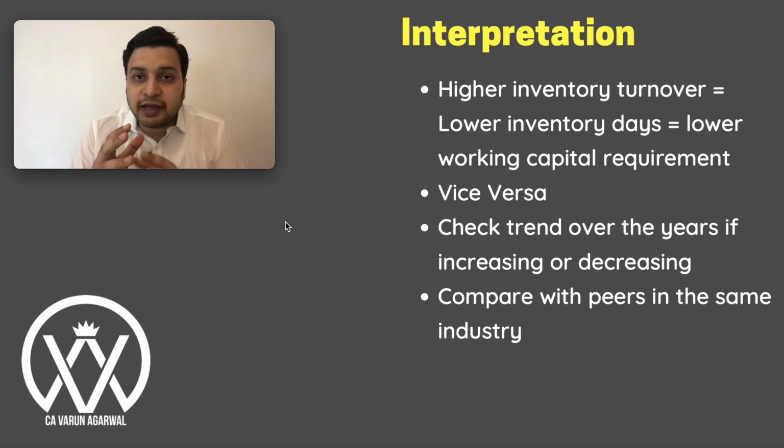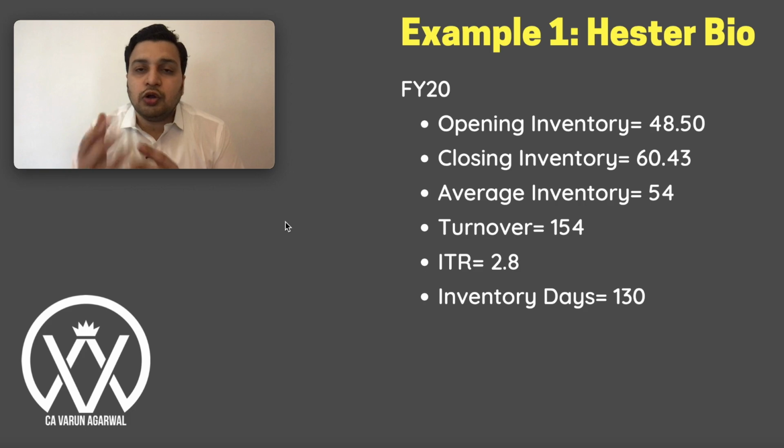There are two ways of analyzing the inventory turnover ratio on a comparative basis. For the same company, you can compare the inventory turnover ratio over a number of years and see whether the efficiencies are increasing or decreasing. Another way is to compare the inventory turnover ratio of different companies in the same sector and see whether the stock you are analyzing has a higher inventory turnover ratio compared to its peers in the same industry or not. Now let's discuss some examples.